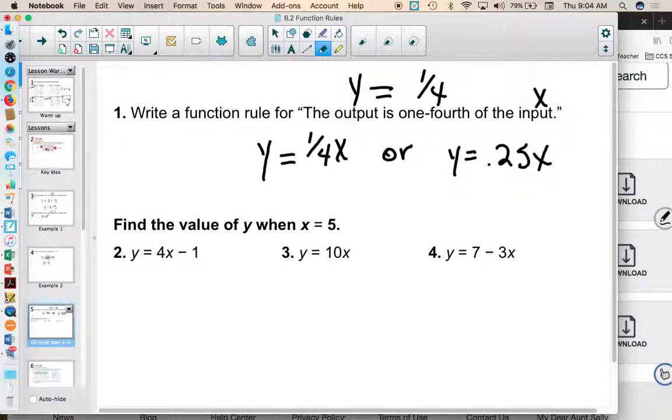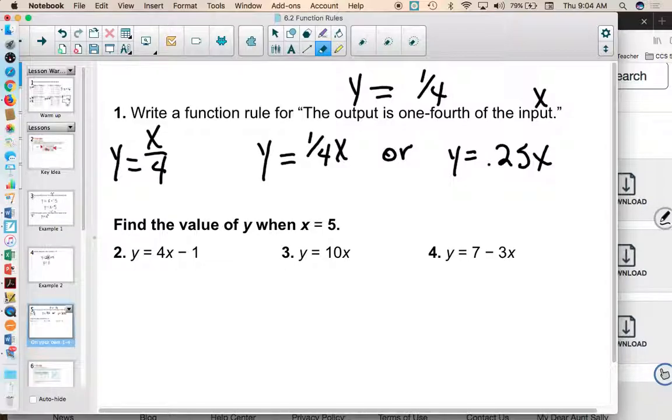Yes, Madison? Would y equals x over 4 be the same thing? What's in front of the x that you don't see? A 1. So is it going to be the same thing? Yes. Okay.